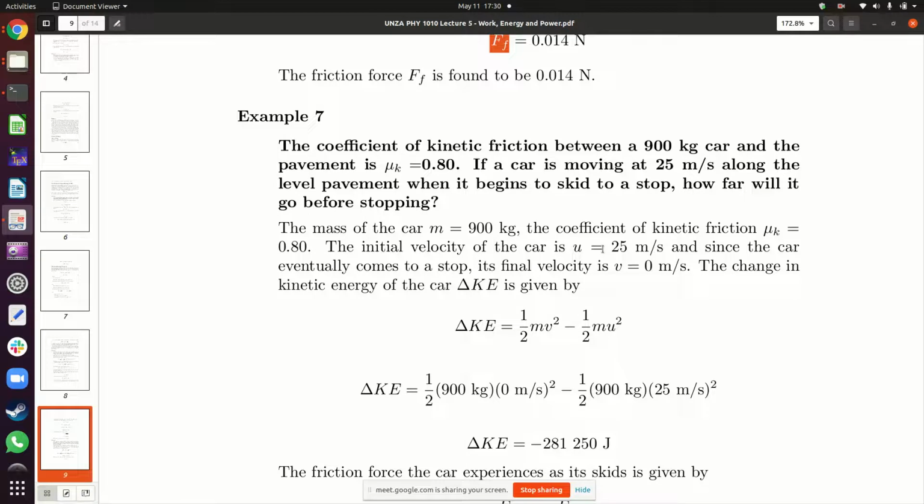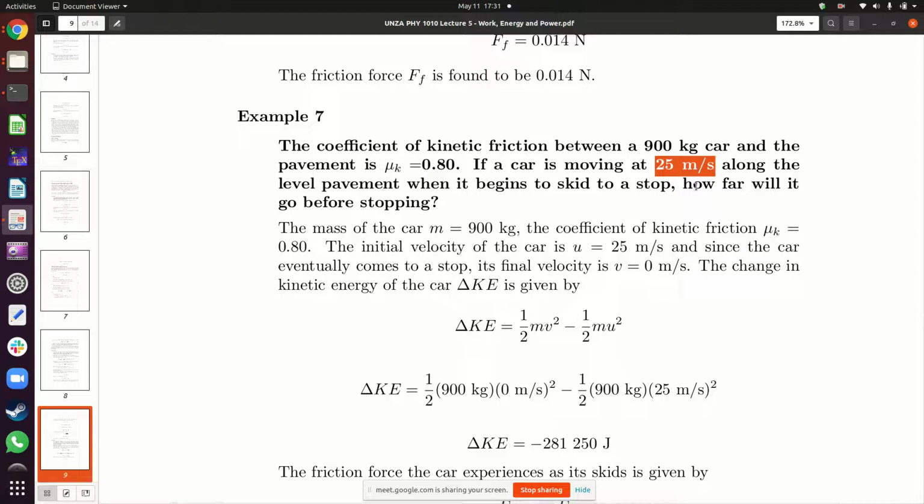Okay, next question. Example: the coefficient of kinetic friction between a 900 kg car and the pavement is mu k equals 0.8. If a car is moving at 25 meters per second along the level pavement when it begins to skid to a stop, how far will it go before stopping? So here we've got a coefficient which seems to be unusually high, 0.8, okay? And the mass of the car is 900. The car was moving at 25 meters per second when it begins to skid to a stop.